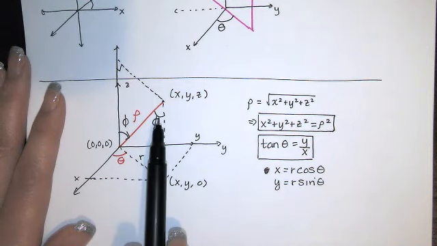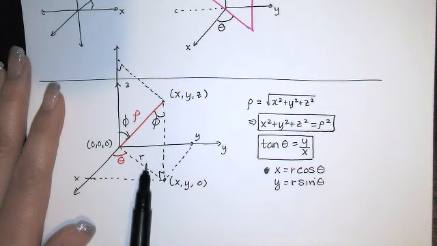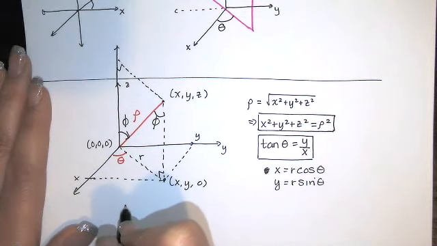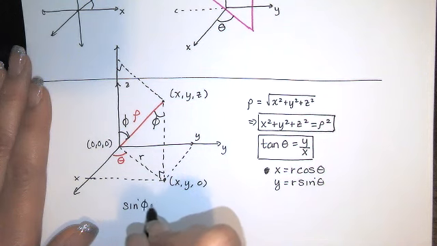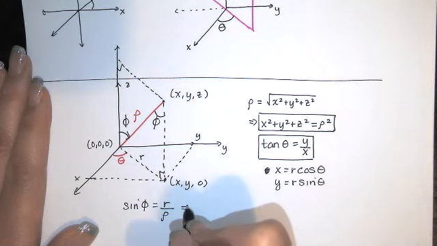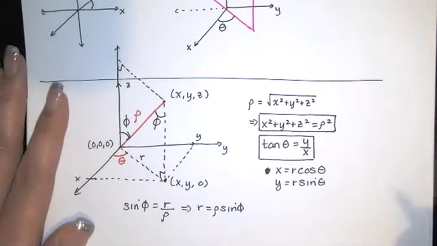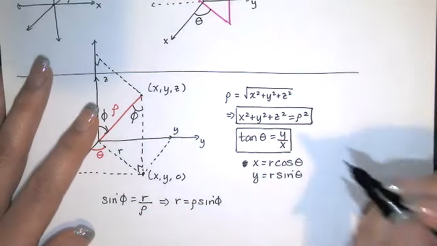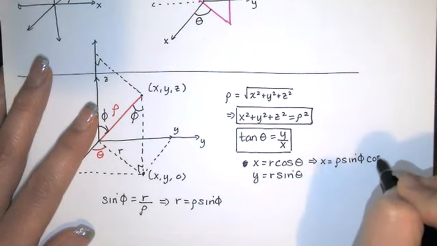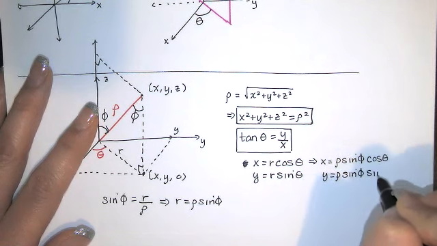Well, r is opposite phi in this triangle, and the hypotenuse is rho. So using this triangle, I've got sine of phi is opposite, so r over rho. So I can solve that for r. R is rho sine of phi. So now I can use that to come up with my formulas for x and y. So x is rho sine of phi cosine of theta, and y is rho sine of phi sine of theta.